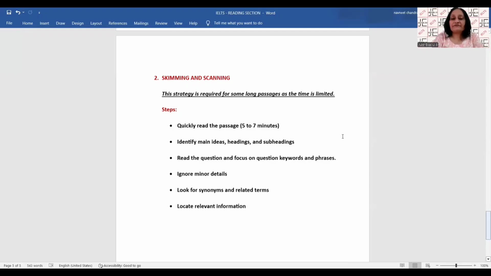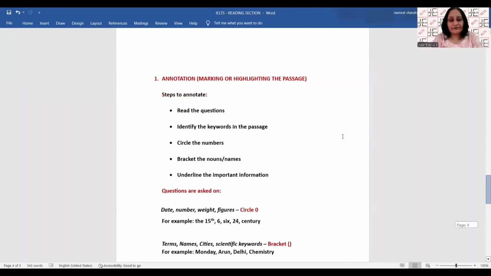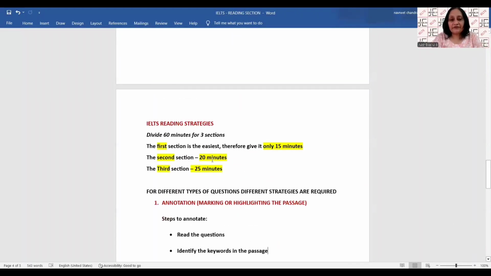And you have to answer 40 questions in 60 minutes. So, that is very, very challenging. So, just go through this again and again and keep these strategies in mind and how you need to divide the time, like I've mentioned earlier also. This is very important. First passage 15 minutes, second 20, and third 25. So keep all these points in your mind and you will do very well in your exam.